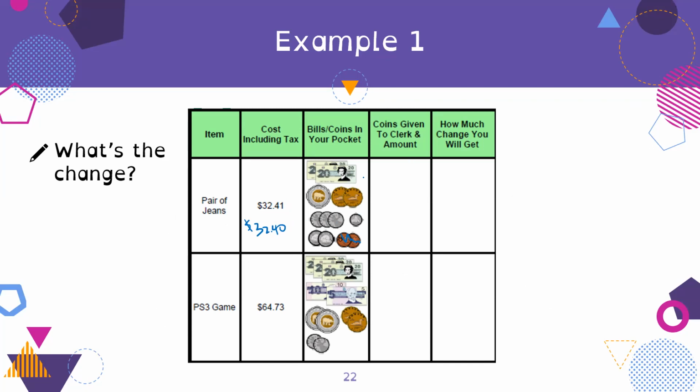So in our pocket, we have 2 $20 bills, a toonie, 2 loonies, 3 quarters, a dime, and 2 nickels. So how many coins do we need to give to the cashier to pay for $32.40? Well, we could just pay $40, and that would be over $32.40, and we'd get a whole bunch of coins back.